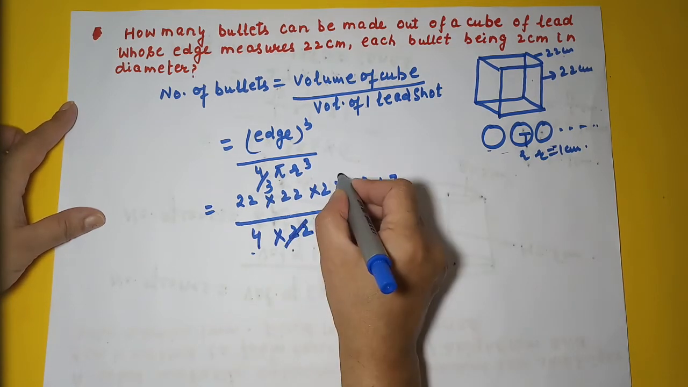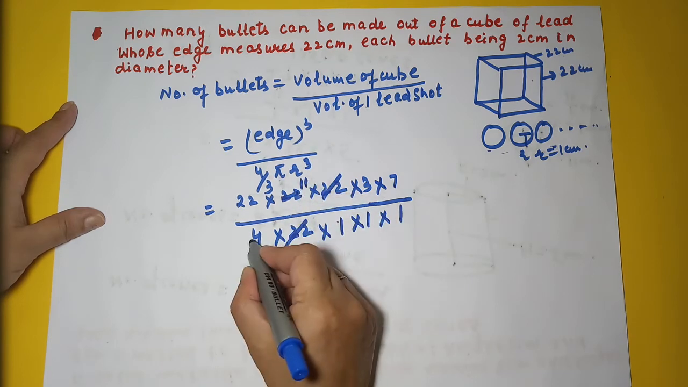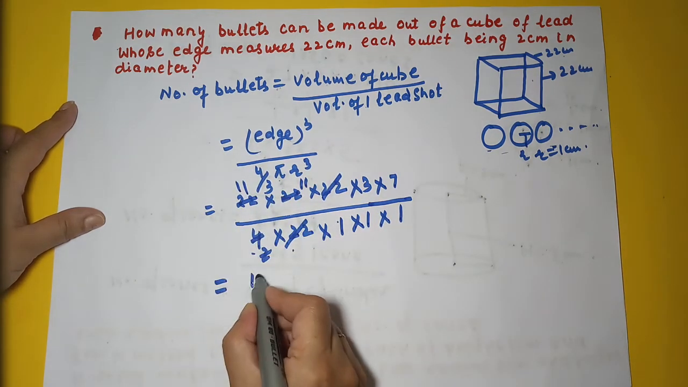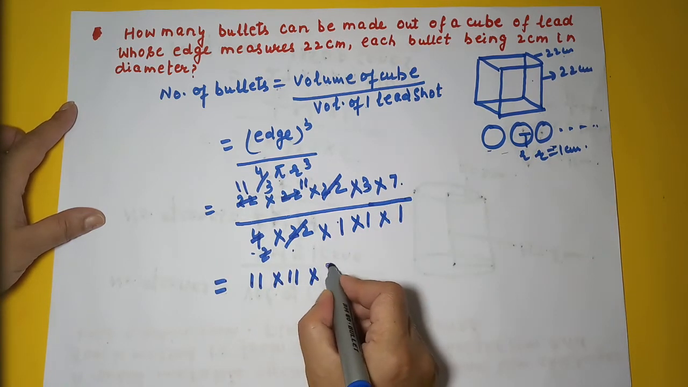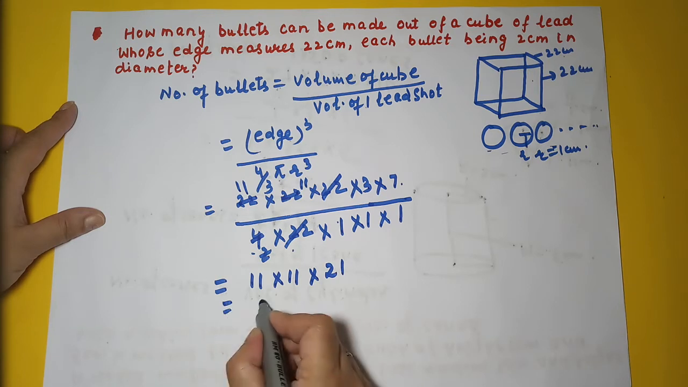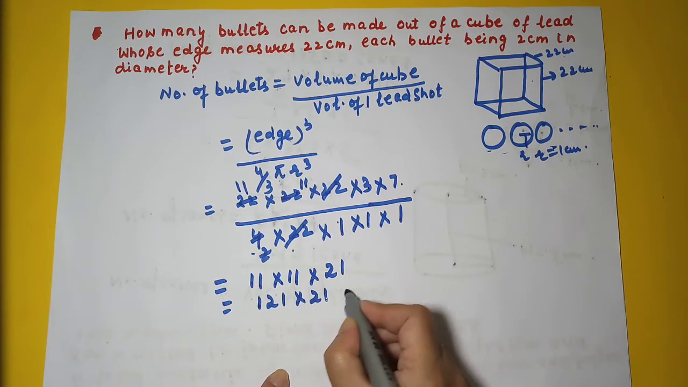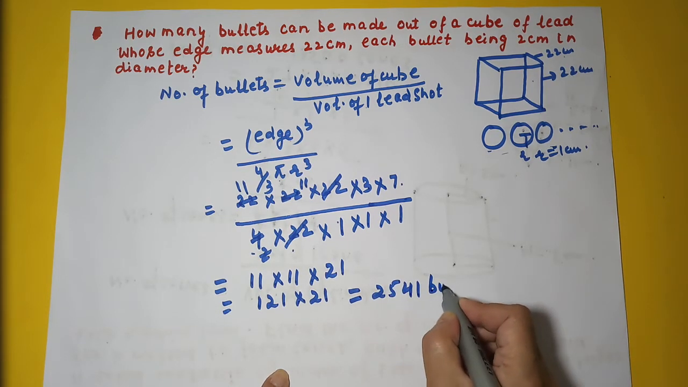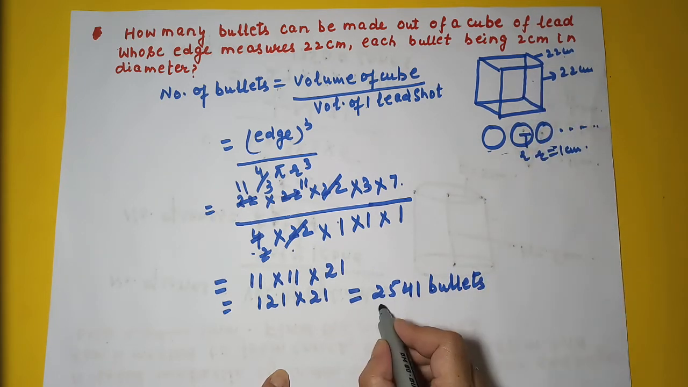Now 22 and 22 will go. 2 11s are 22, 2 2s are 4, 2 11s are 22. So finally we are left with 11 into 11 into 3 7s are 21. So which is 121 into 21, which is equal to 2541 bullets. So how many bullets you will create by melting this cube? 2541 bullets.